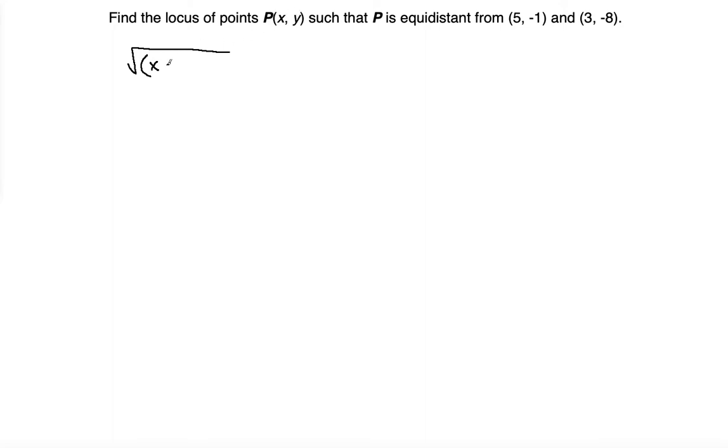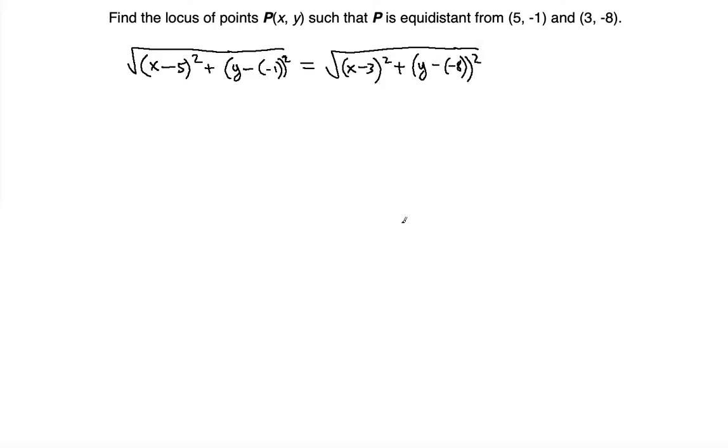x, which is this x, minus this 5, squared, plus y minus negative 1, squared, is equal to the same distance, because we want the equidistant condition met from this point to this point, right? So x minus 3 squared plus y minus negative 8 squared.